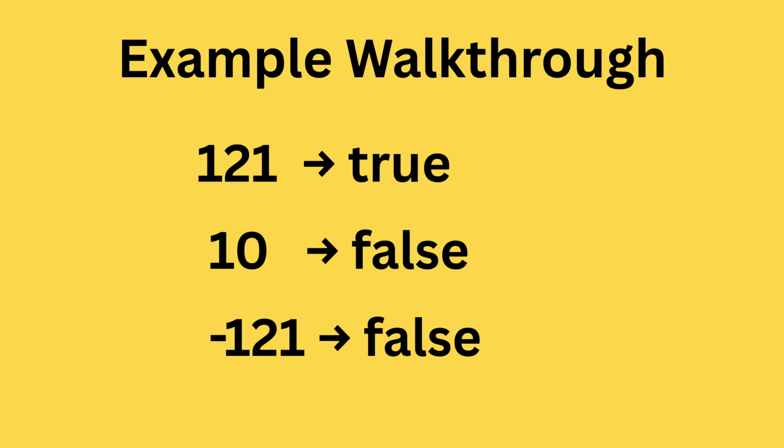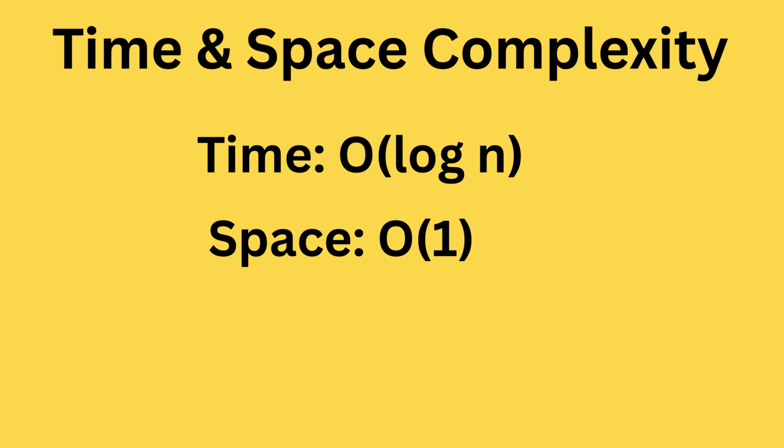For example, if x is 121, we reverse half of the number and compare both halves. Since they're equal, the number is a palindrome. The time complexity is O(log10 n), and the space complexity is O(1). This method is the gold standard for interviews. It uses constant space and completely avoids the risk of overflowing a 32-bit integer. Efficiency and safety, all in one.